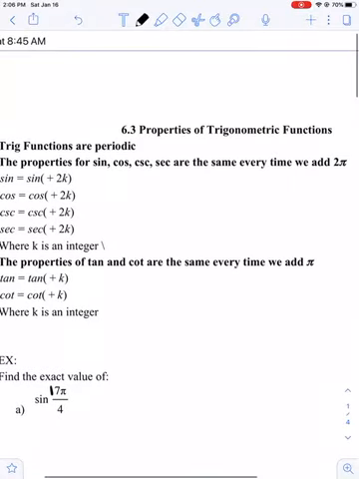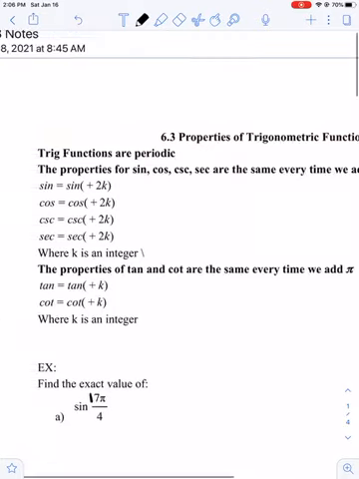Hey y'all, so today we're doing 6.3, properties of trigonometric functions. So we're just going back and looking at our unit circle some more.